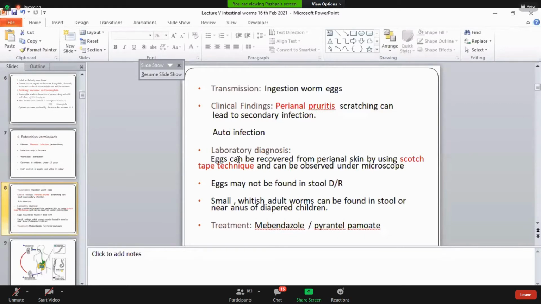Usually it is common in preschool children. Okay, so what we do, because I told you that females come out of the anus in the night time and deposit the eggs and go back again into the intestine.